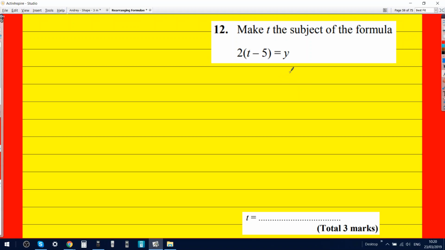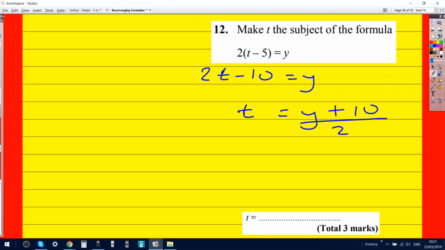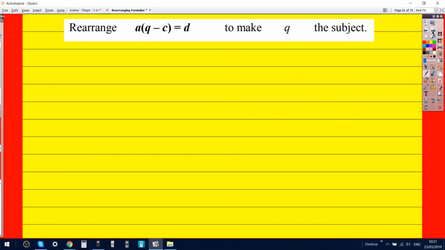You were doing so well with all those other ones. In all the other ones, they get much more difficult if you don't first expand the brackets. Oh, so you still expand the brackets here? Yeah. Okay, so it'd be 2t minus 10 equals y. And then making the t the subject, so it would be y plus 10 divide by 2 equals t. Well done. And so expanding the bracket just makes it very easy.